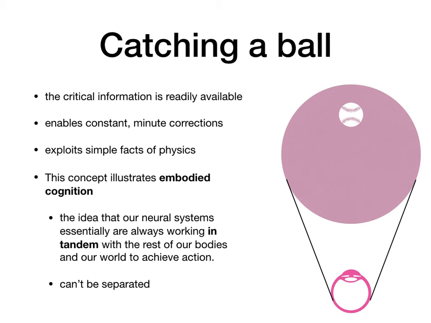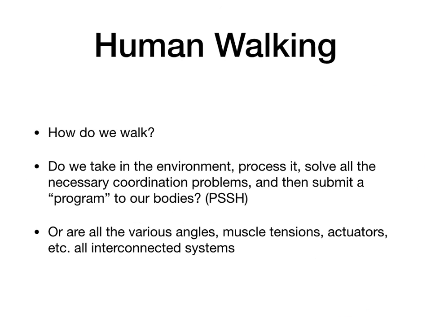So our neural systems are always working in tandem with the rest of our bodies to exploit simpler solutions. And the idea being that we really shouldn't be separating the two. Just talking about the mind without talking about the body that it inhabits, you leave a lot of things on the table. And that's what the dynamical systems approach is getting at. So let's talk more about human walking. How do I walk? How do you walk?